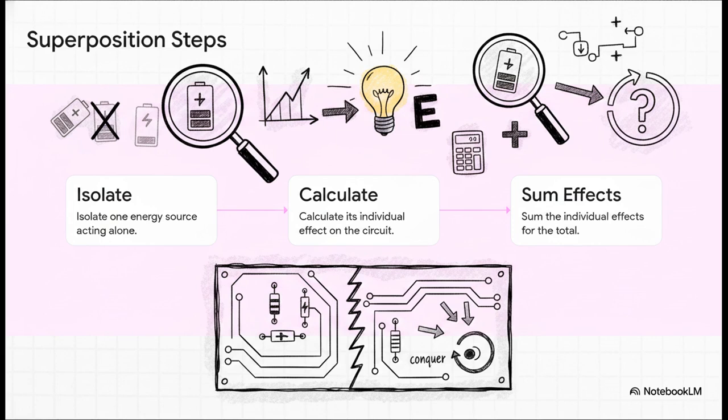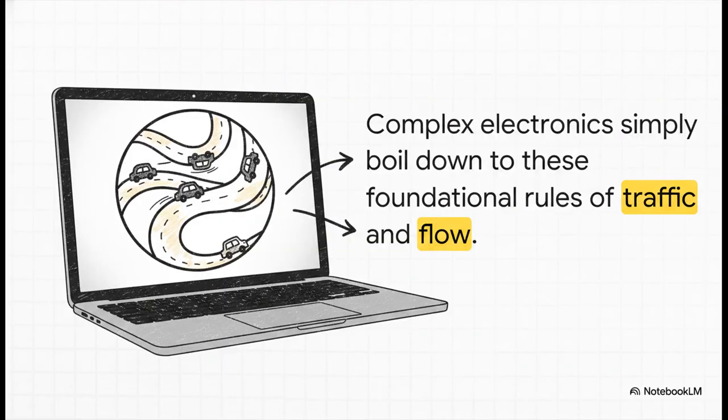Step 1. Isolate just one energy source acting alone and pretend the others don't even exist. Step 2. Calculate that single source's individual effect on the circuit. Step 3. Repeat that for the other sources, and then simply add up those individual effects to find the true total effect. You're just dividing a really complex problem into single, completely manageable pieces. Divide and conquer. And here is your peaceful, practical takeaway for today.